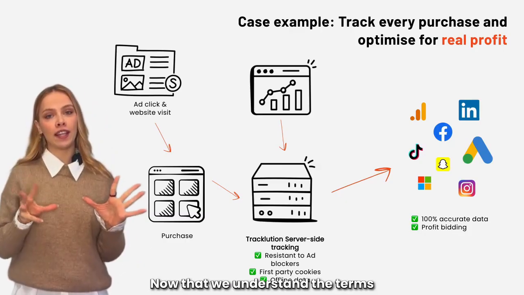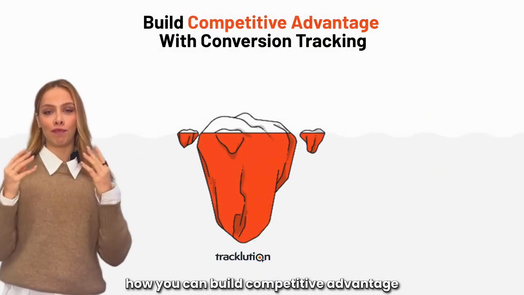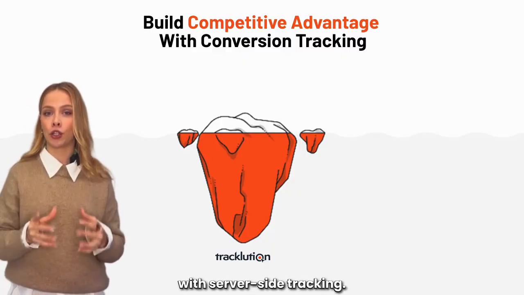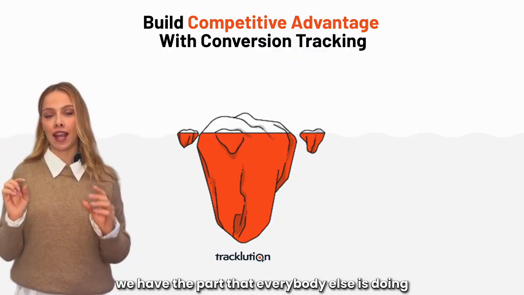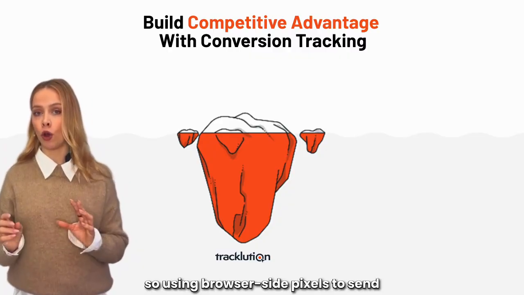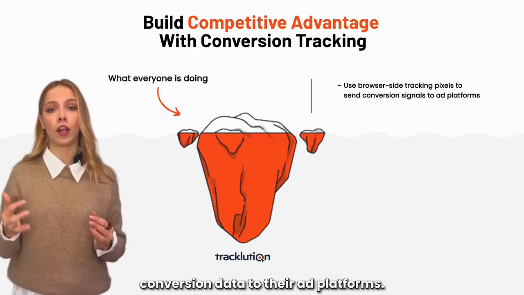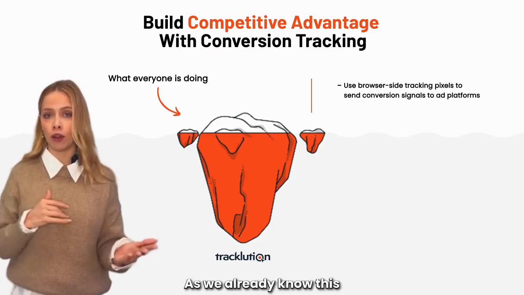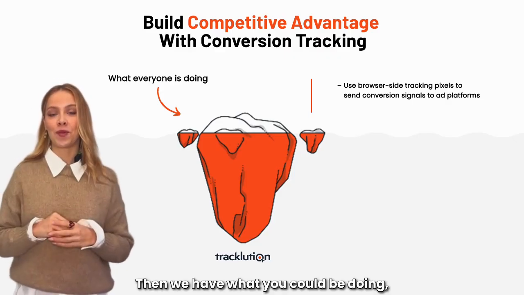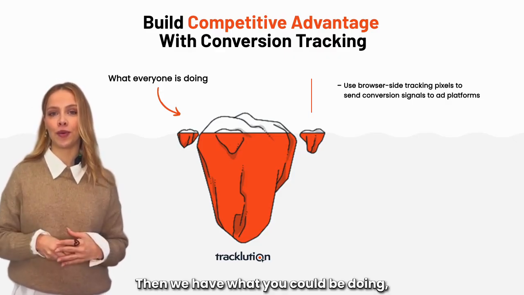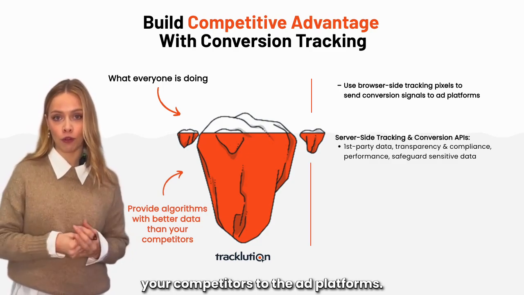Now that we understand the terms and the process, let's go through how you can build competitive advantage with server-side tracking. Here at the tip of the iceberg, we have the part that everybody else is doing, so using browser-side pixels to send conversion data to their ad platforms. As we already know, this data is usually quite bad. Then, we have what you could be doing: providing better data than your competitors to the ad platforms.